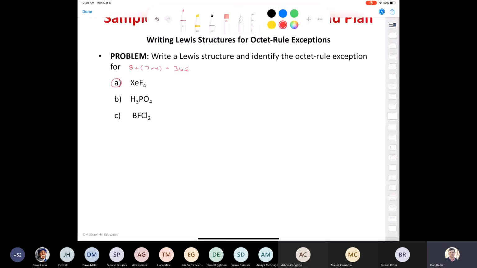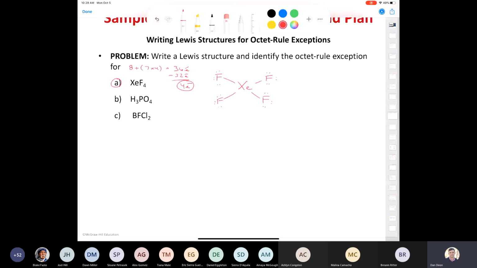Well, we know that fluorine only ever has one bond and 3 lone pairs, so we can knock this out pretty quickly. We've got the xenon with 1, 2, 3, 4 bonds to fluorine. You have to fill up the octets on all of the fluorines. That's a rule. So now I've used up 8 times 4, which is a total of 32 electrons. 36 subtract 32 electrons gives us 4 electrons left over.